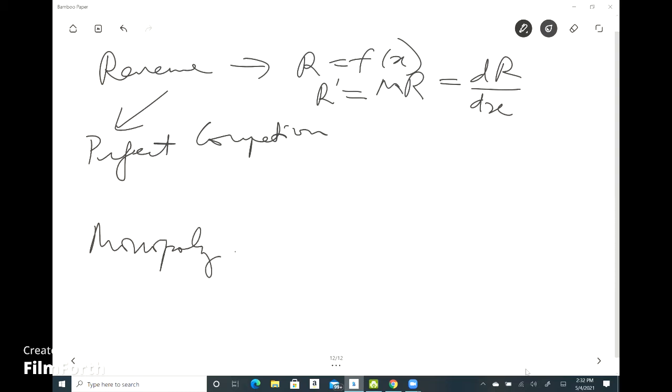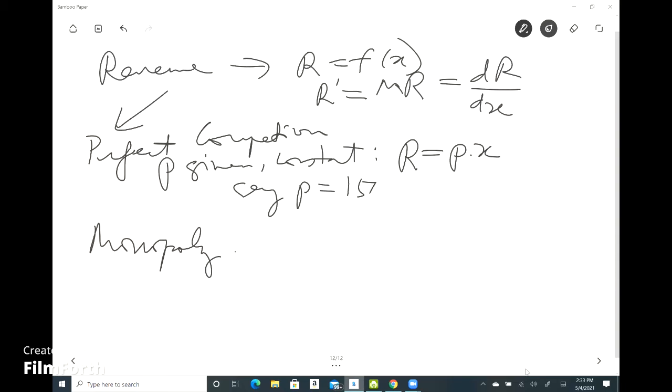Now, in perfect competition, the price is given. It means the price is constant, okay? So this one, we already knew, revenue is equal to what? Revenue is equal to P times x. Say P is equal to 150. So therefore, our revenue is simply 150x. This one, we know from the linear function because price is given. So that kind of market is a perfectly competitive market.